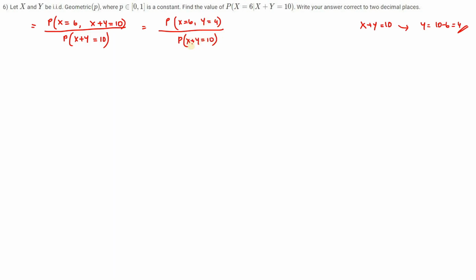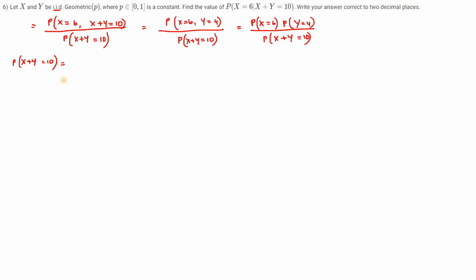Remember that we cannot do this over here. Why? Because we do not know the value of x here. Since they have mentioned that this is an IID, we can split these up: probability x equal to 6 into probability y is equal to 4, whole divided by probability of x plus y is equal to 10. So now we have to calculate probability of x plus y is equal to 10 separately, and then I'll substitute this back here.